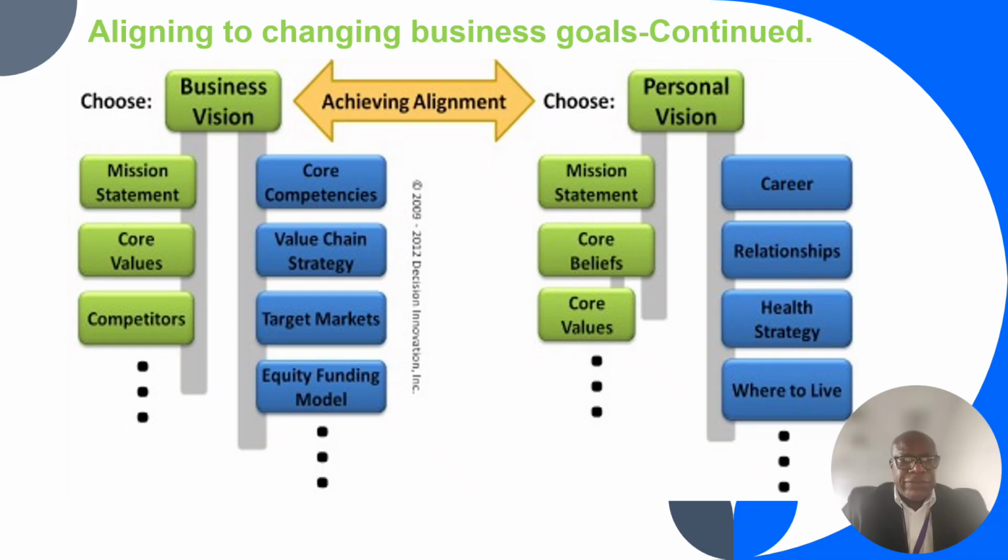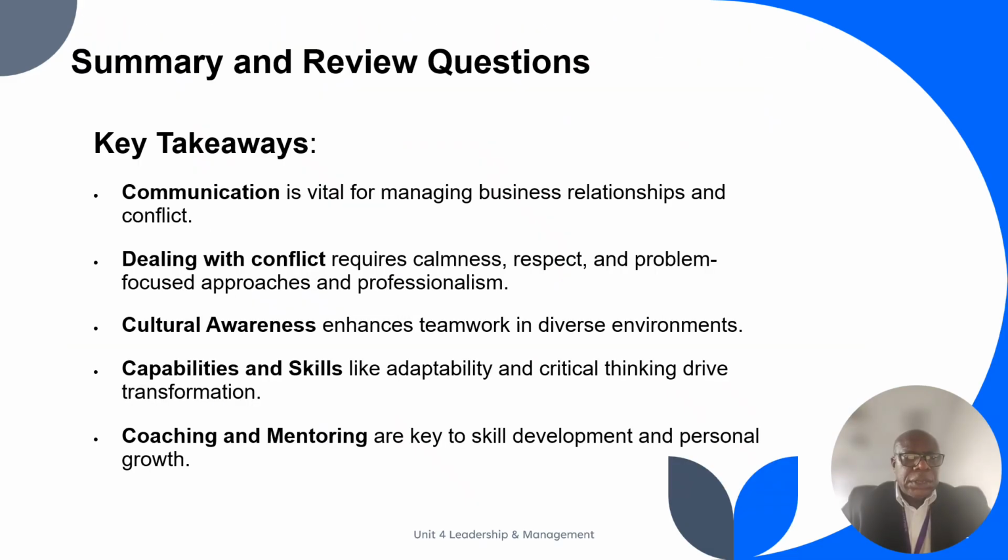What have we learned today, therefore? So this is a summary of your takeaway from this. What have we learned today? We've learned that communication is vital for managing business relationships and conflicts. We need to be able to communicate for effective management of business and to create good relationships and avoid conflicts. So you need to communicate. Two, dealing with conflicts requires calmness, patience, respect, problem solving approaches, and staying professional.